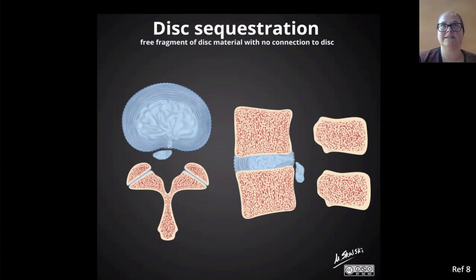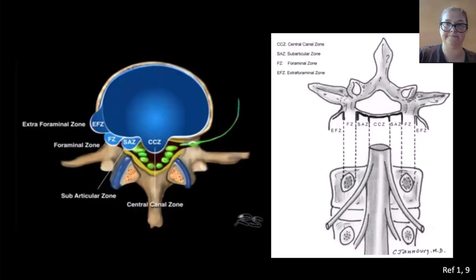The signal intensity of the sequestrated or the extruded disc can actually be different than the parent disc. And we'll see that in some cases later. It can be brighter on T2. That's not to say that it's something else. You don't have to start thinking, okay, well, that's too bright to be disc material because it doesn't look like the parent disc, it must be something else in my differential for extradural masses or lesions. That is quite a normal finding, to see a difference in terms of the signal intensity.